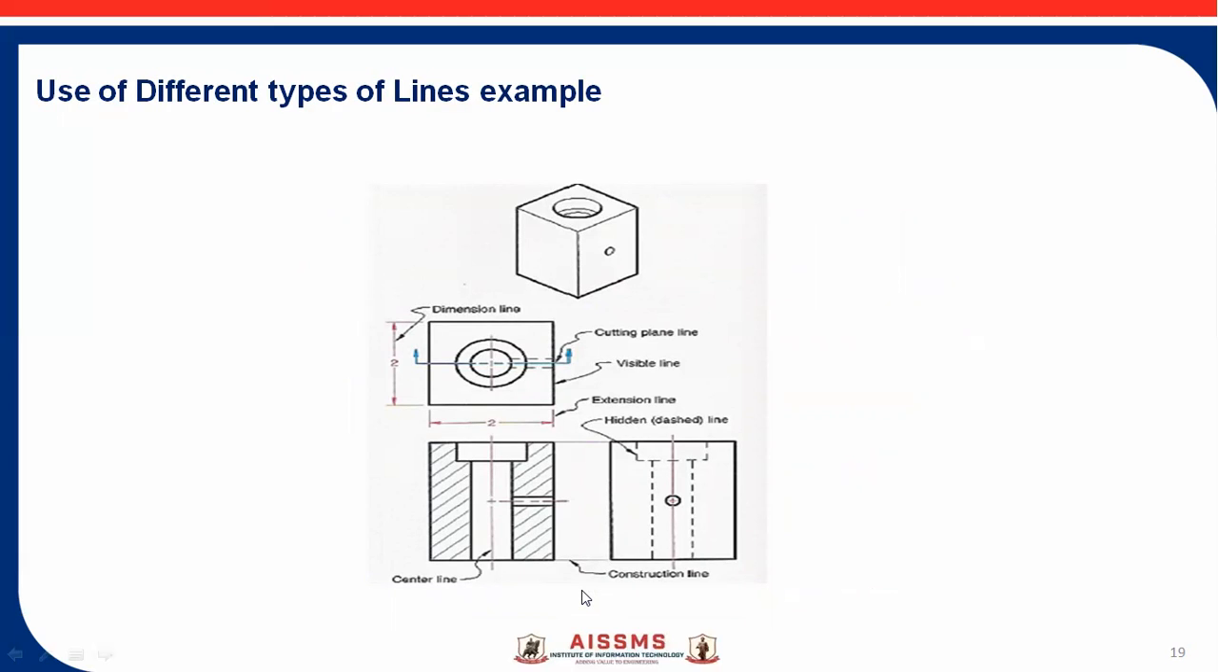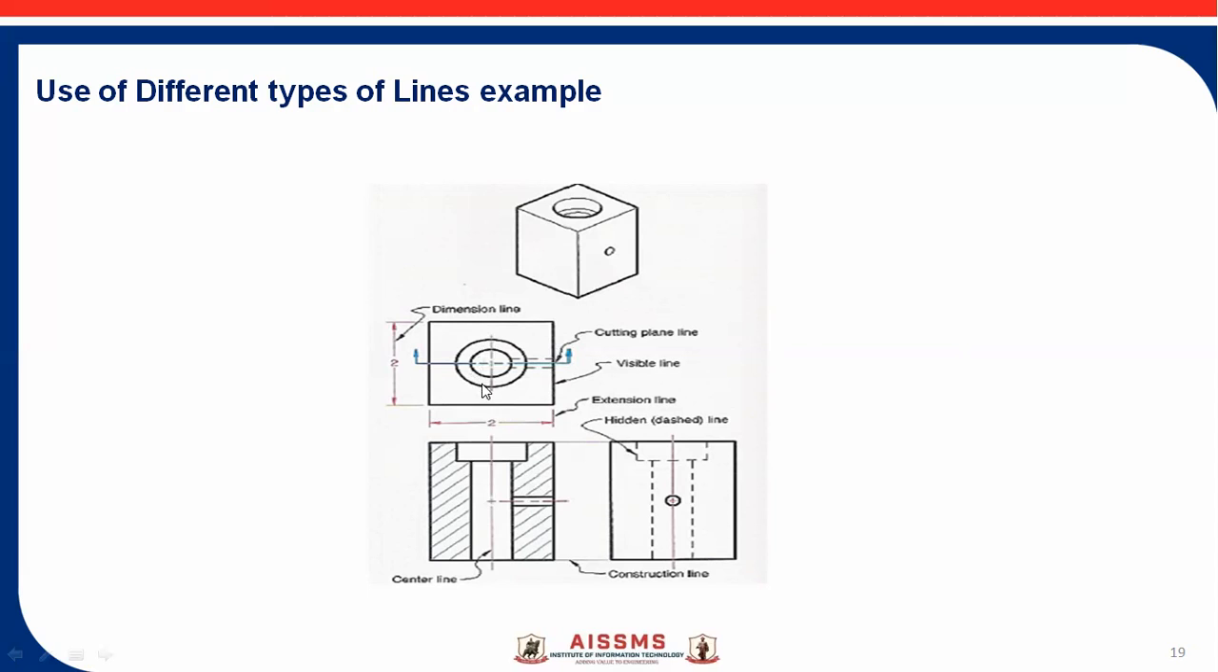Use of different types of lines is an example. In this diagram you can see one nut is shown, and the threaded part is there, and one side hole is there. So you cannot see from this end how much depth this hole or this threaded hole has. So you cannot represent it, and it is required to have different views.